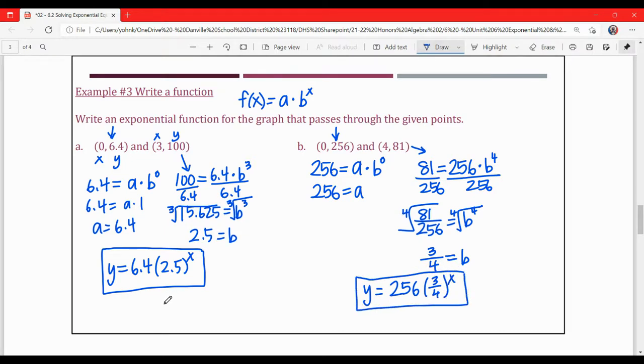So notice that in letter A, this is a growth function because of the 2.5, and letter B is a decay function because of the 3/4.